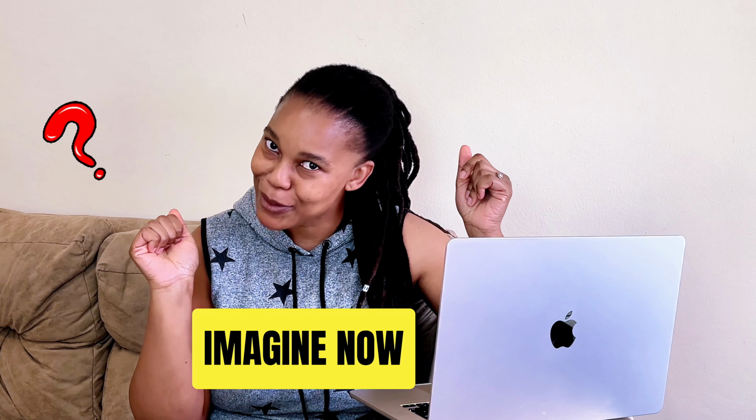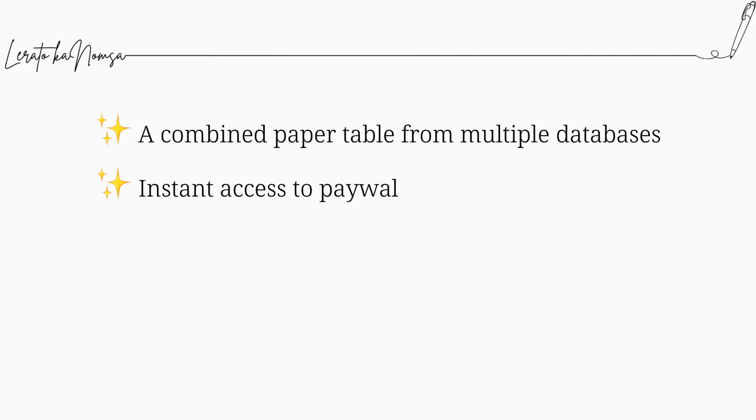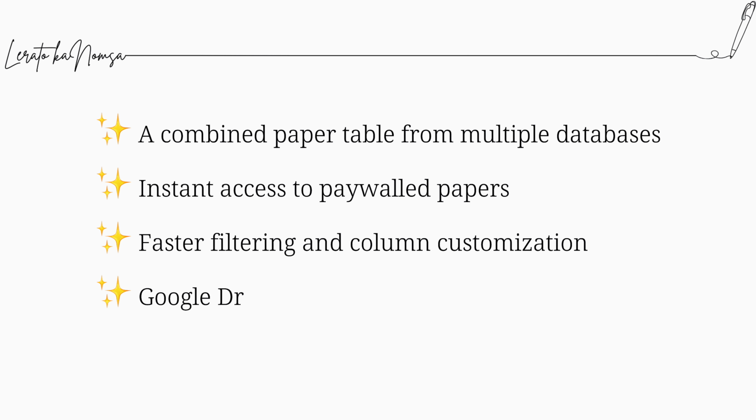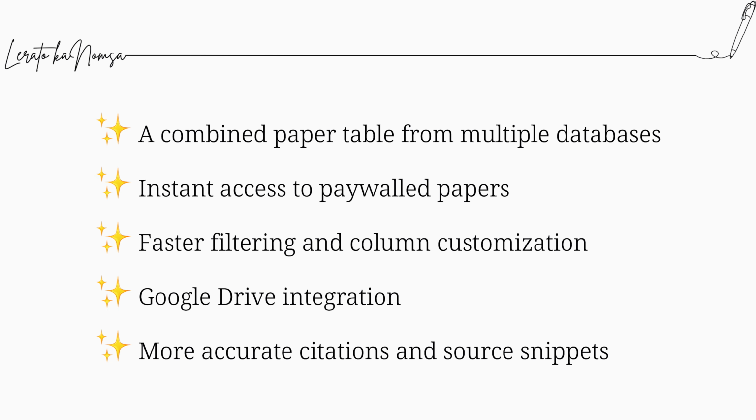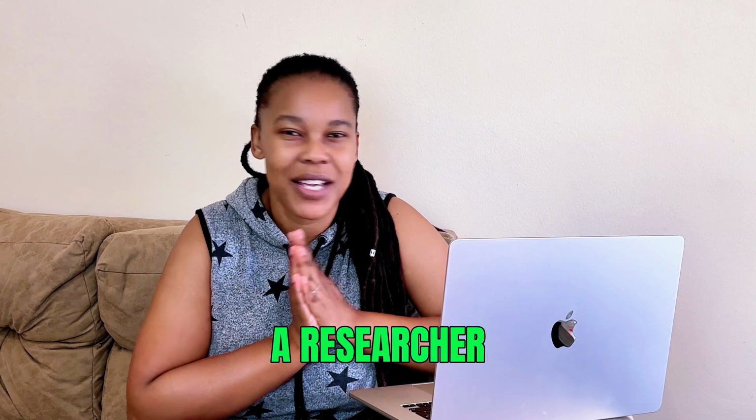So imagine now that SciSpace has rolled out some major improvements, things that I have been wishing for since I started my PhD. We are talking a combined paper table for multiple databases, instant access to paywalled papers, faster filtering and column customization, Google Drive integration, more accurate citation and source snippets. This is the best time to be a researcher. Let me show you what this looks like in practicality and how you can use them for your own research.